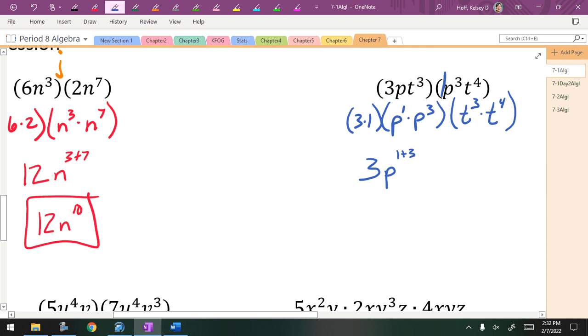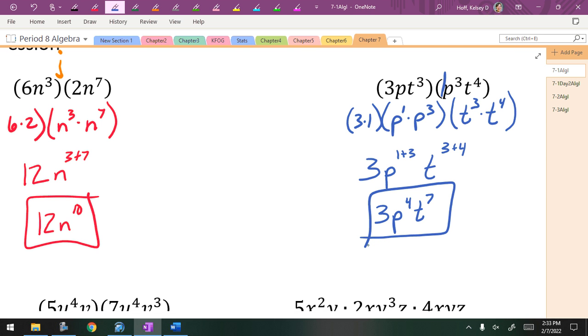Then we keep our next base. What's my next base? T. And what am I going to add together? 3 and 4. So I wind up with 3 times p to the 4th, t to the 7th. Should I add 4 and 7 together? Different bases, different variables. Questions before I add on?